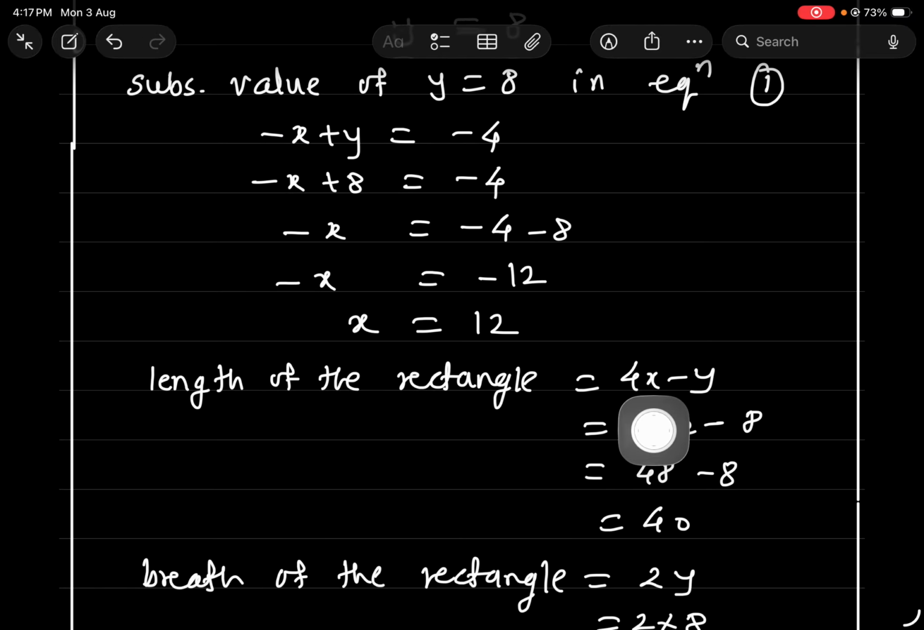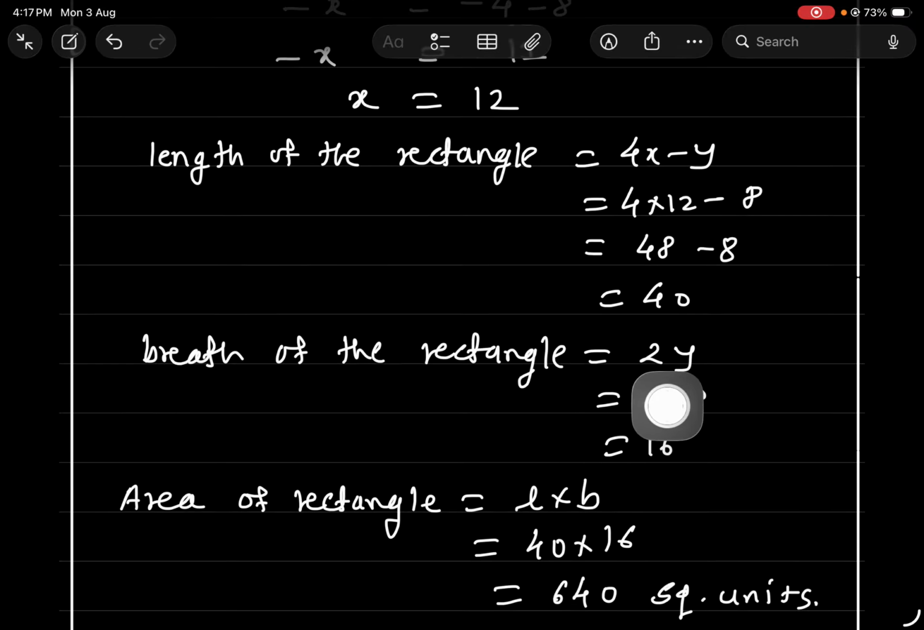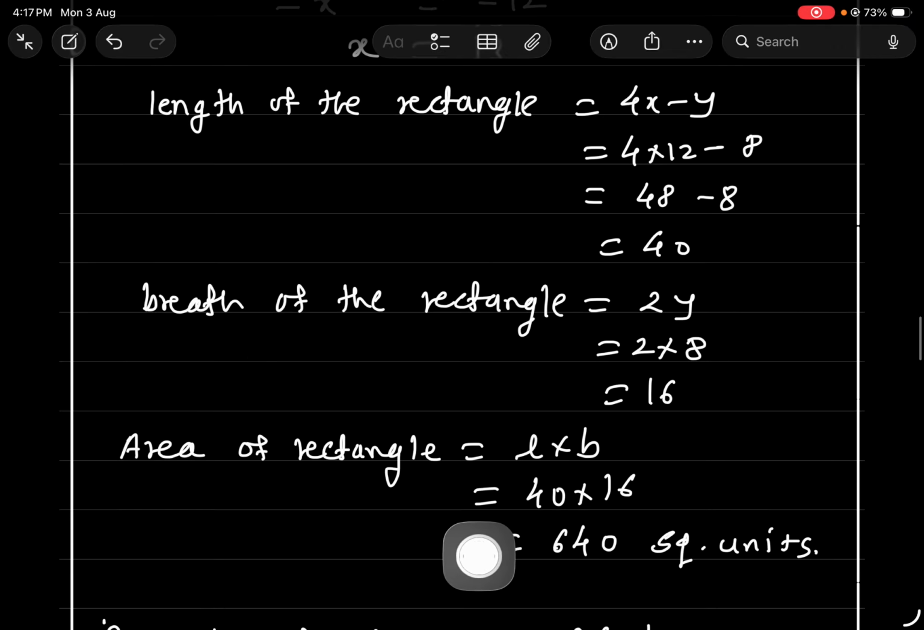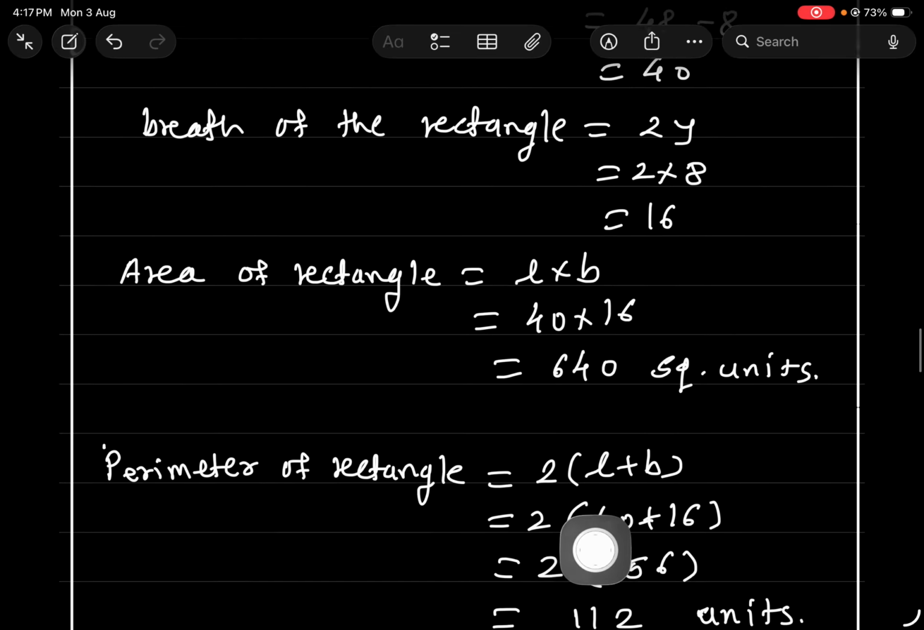So this is easy. The length is 4x minus y. So 4 into 12, x value is 12, y value is 8. So 4 into 12 means 48, 48 minus 8, so 40. So the rectangle length is 40. Then the breadth of the rectangle is 2y, it is given in that figure. So 2 into 8, that is 16. So area of rectangle is length into breadth. So length you know 40 into 16. See, 16 fours are 64 and keep 0 as it is, that means 640 square units. This is the area of the rectangle.